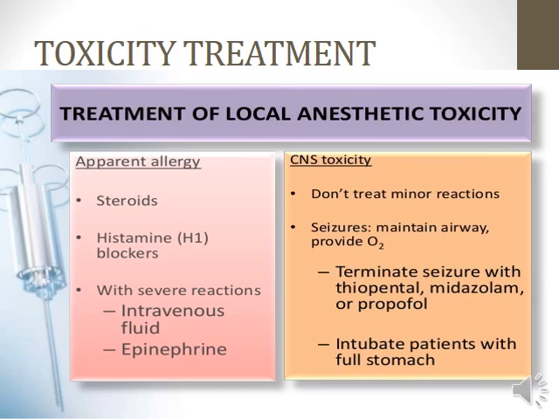How to treat the apparent allergy? First of all, we will give a steroid in the form of an injection. Then we will give an antihistamine or histamine blockers in the form of injections. And with severe reactions, intravenous fluid and epinephrine can be given. So this is the treatment of apparent allergy. Now we will discuss the CNS toxicity.